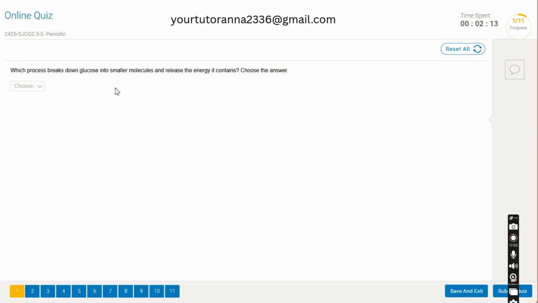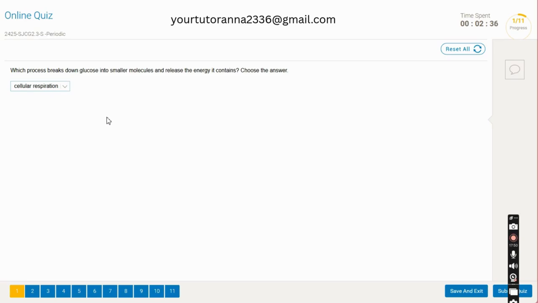So let's start. Which process breaks down glucose into smaller molecules and releases the energy it contains? Let's look at the options: photosynthesis, breathing, or cellular respiration. Here, cellular respiration is the best option. Why? Because photosynthesis is what makes glucose, and cellular respiration is what breaks down glucose to release energy.